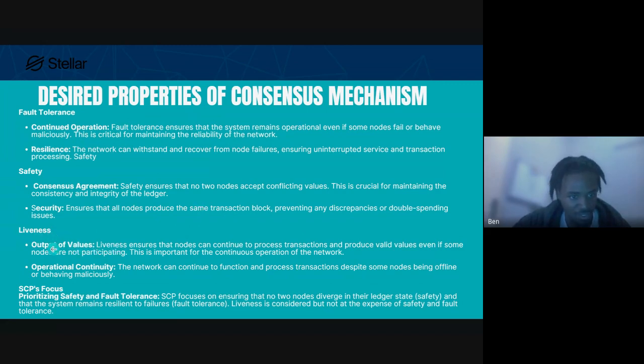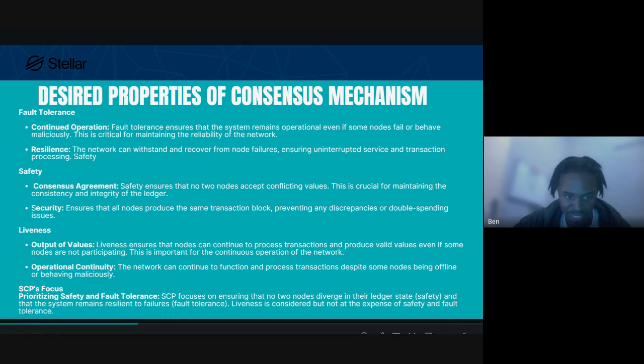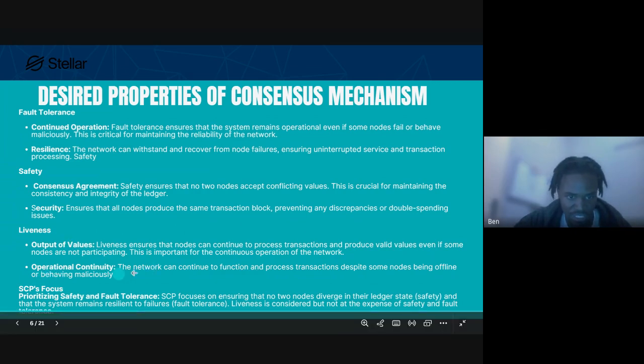So liveness, another important aspect, output of values. Liveness ensures that nodes can continue to process transactions and produce valid values even if some nodes are not participating. So you want your system to continually be live even when a number of nodes are dead or not working or malfunctioning or acting maliciously. Operational continuity: the network can continue to function and process transactions despite some nodes being offline or behaving maliciously.